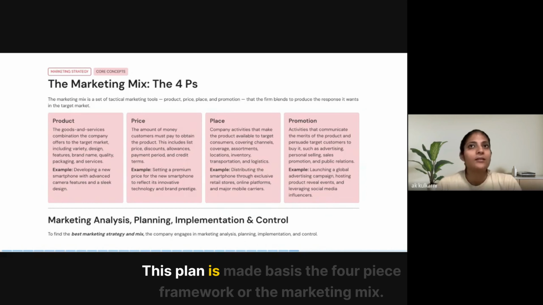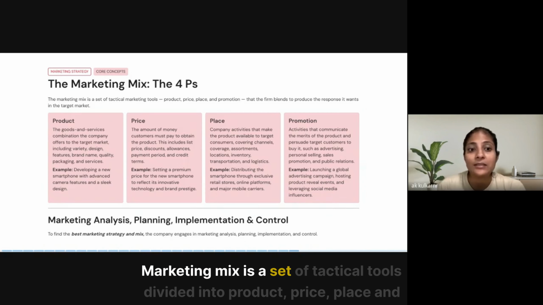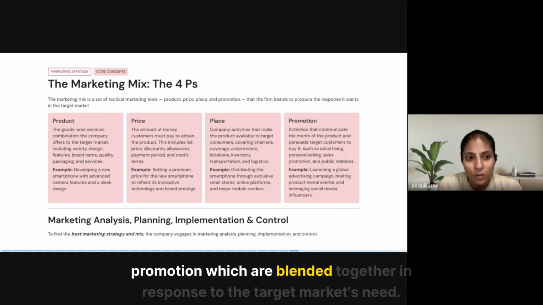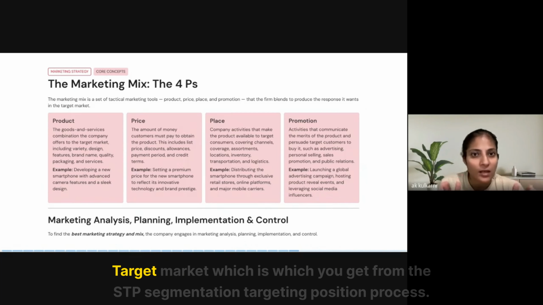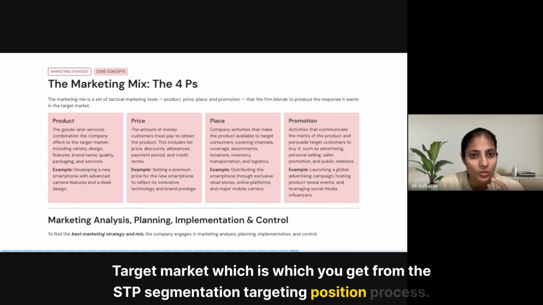This plan is made basis the 4 P's framework, or the marketing mix. Marketing mix is a set of tactical tools divided into product, price, place, and promotion, which are blended together in response to the target market's need. Target market, which you get from the STP, segmentation, targeting, positioning process.